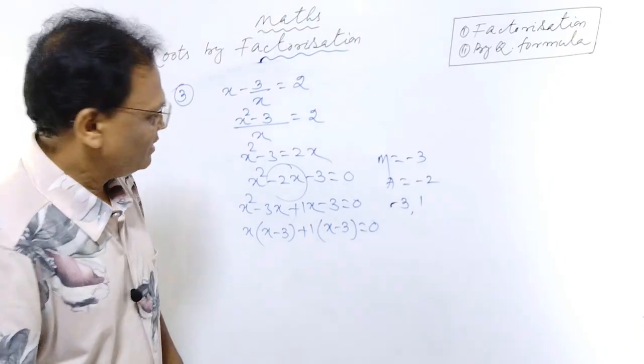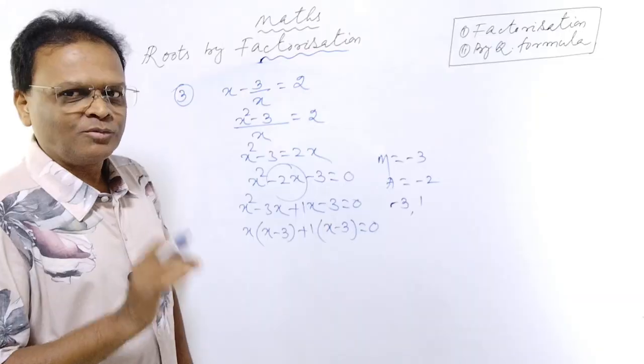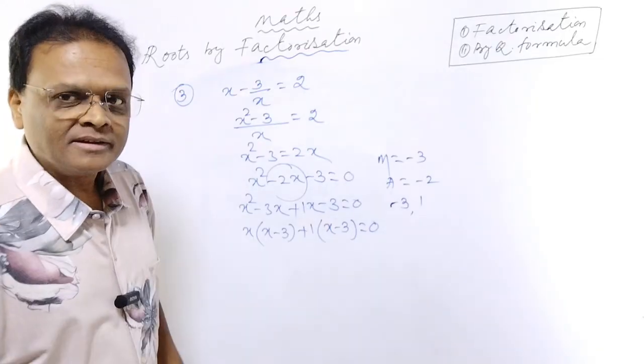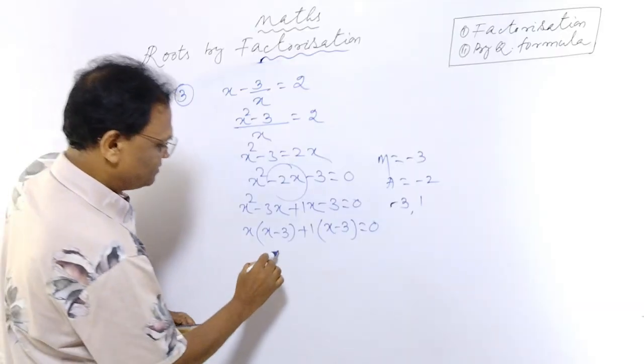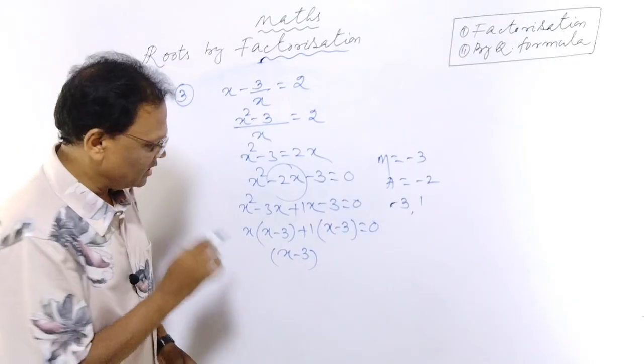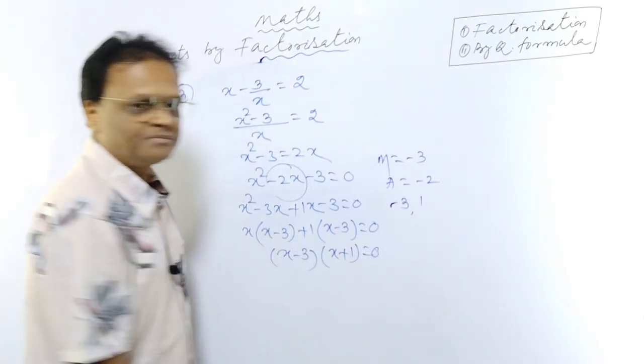I think the same method. Am I doing something different? No, exactly the same method that I had done in the previous two problems. Same thing I am doing. Nothing different, exactly the same method I am using. What is that common repeated? This x minus 3 is repeated, so therefore we write x minus 3 times x plus 1 equals 0.